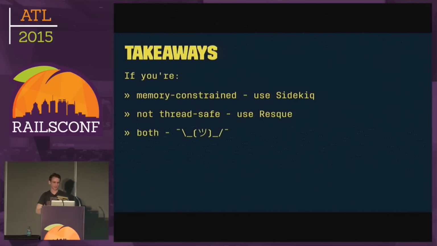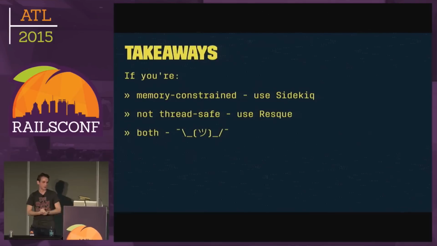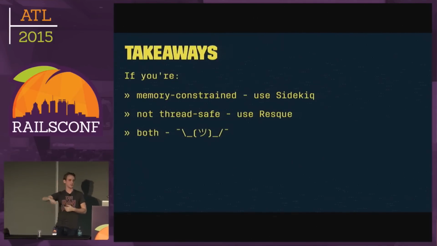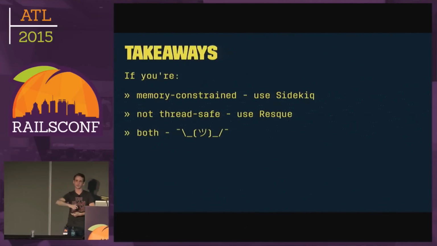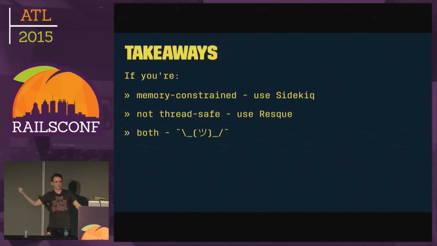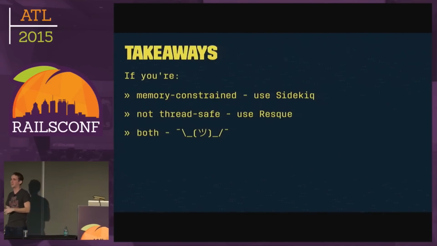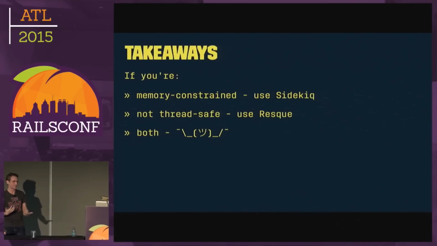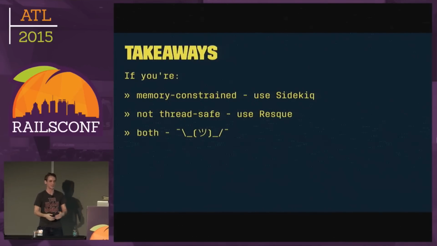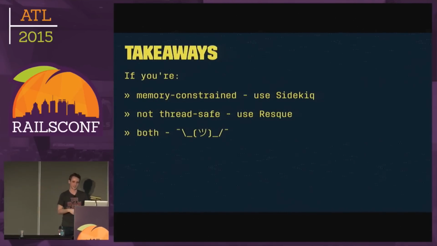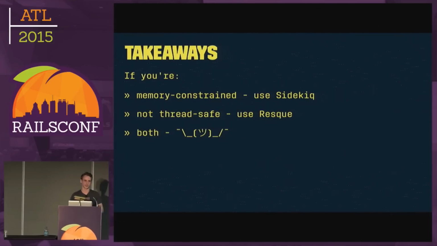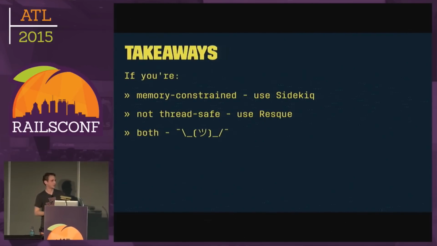So some takeaways. If you are memory constrained and don't want to use a lot of memory, you should use Sidekiq. If you're not thread safe, you should use Resque. If you're both, sorry, I don't mean to be glib. That just means you're going to have to spend some time or money somewhere, and it's up to you whether it's scaling out extra boxes for Resque or spending some hard engineering time making things thread safe. If you're worried about thread safety though, Celluloid is a good place to look.